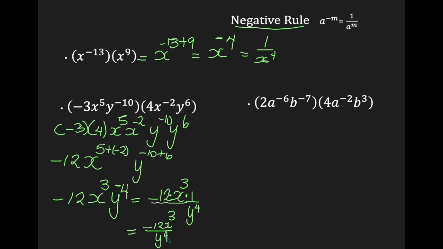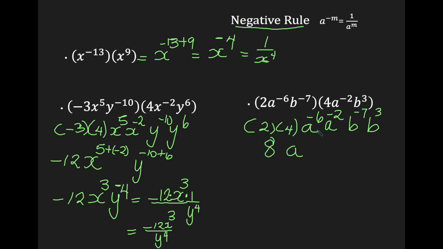Let's try another example. We have 2a to the negative 6, b to the negative 7, and I'm multiplying 4a to the negative 2, b to the third power. So as before, the coefficients, the 2 and the 4, will multiply each other. A to the negative 6 is going to multiply a to the negative 2. B to the negative 7 is going to multiply b to the third. 2 times 4 is 8.